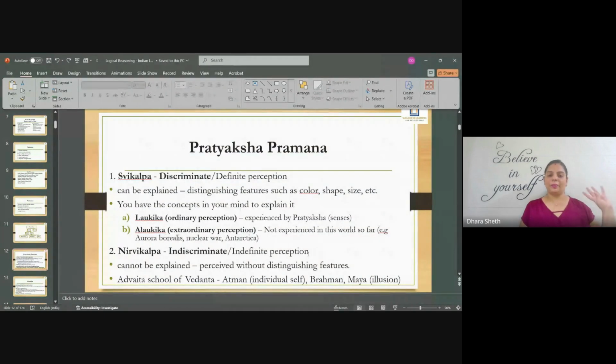Okay. Now our importance is on savikalpa because it has a lot of branches that we need to think of. Savikalpa is of two kinds, laukik and alaukik. Here alaukik does not mean divine, something that happens in heaven. No. Laukik is ordinary perception, alaukik is extraordinary perception. Laukik is something that you have already seen or felt or experienced in life. Alaukik is something that you have not seen or felt or experienced in this world so far.